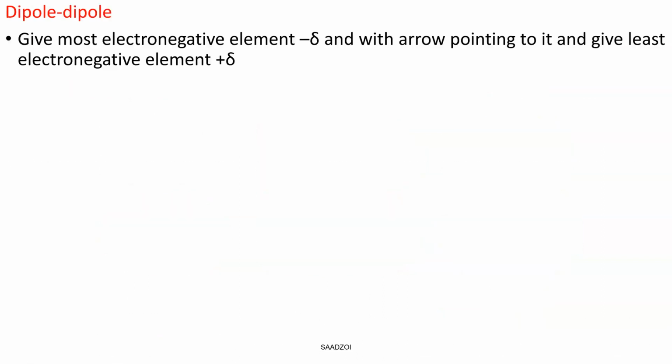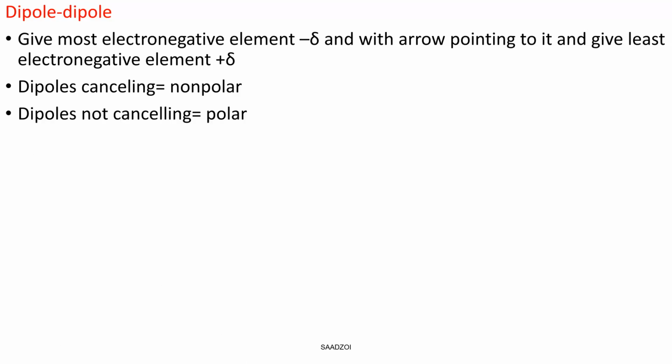All right, so dipole-dipole. Give the most electronegative element a negative dipole with an arrow pointing to it, and give the least electronegative a positive dipole. Dipoles canceling means the molecule is nonpolar. So what the heck does that even mean? Well, this is what it means. So let's say we have CO2.